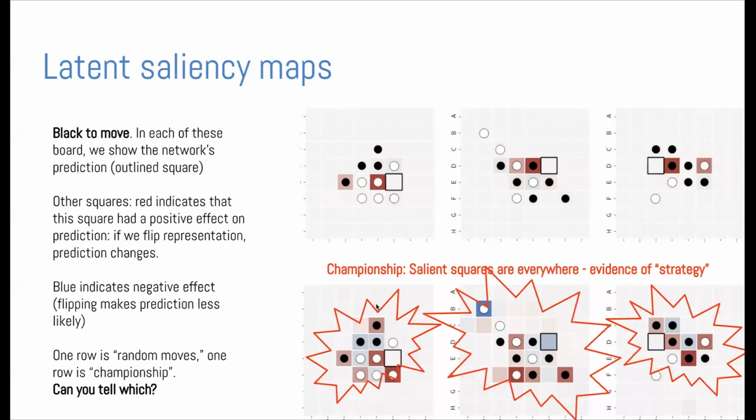Meanwhile, if we look at the bottom row, these are the championship ones, we can basically see all the squares matter. Quite likely it's executing some sort of strategy, maybe in some sense almost thinking ahead or at least thinking about implications. And so we can see that it's doing something much, much more complicated.